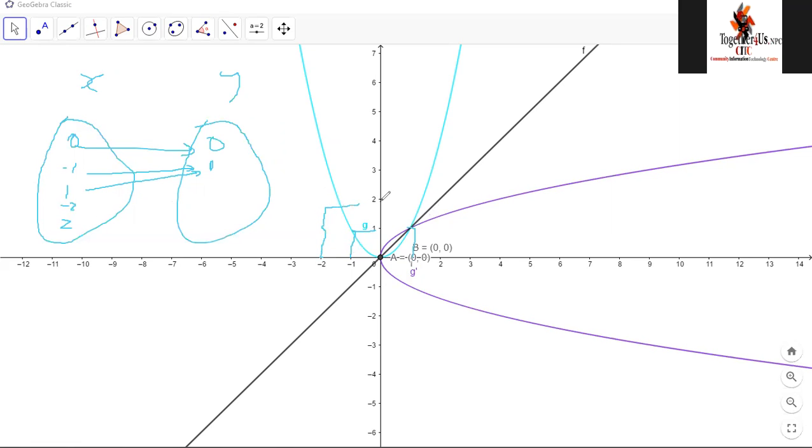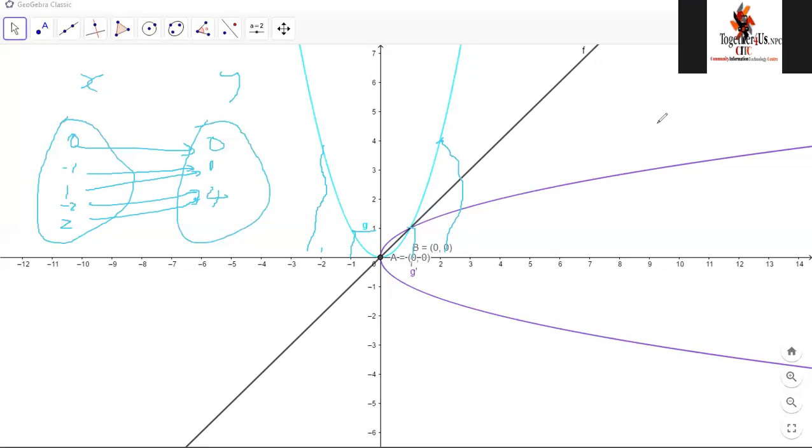Minus 2, you can see it actually corresponds with 4 there. And 2 also corresponds with a 4 there. So you can see there's 4. So these two elements correspond to that. They both correspond to this value.